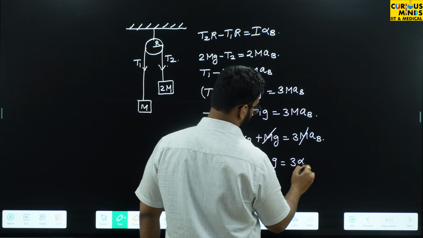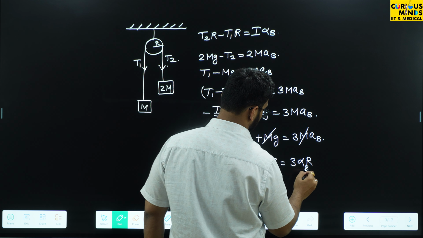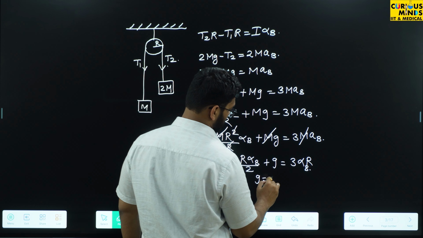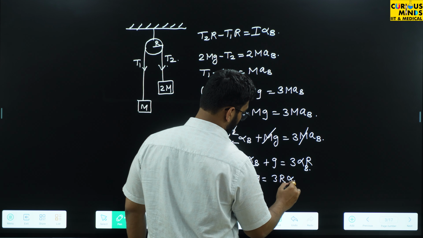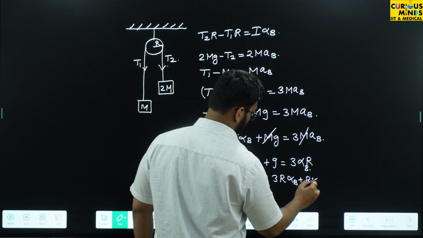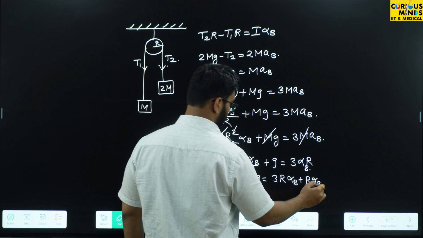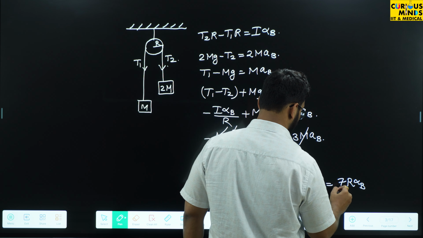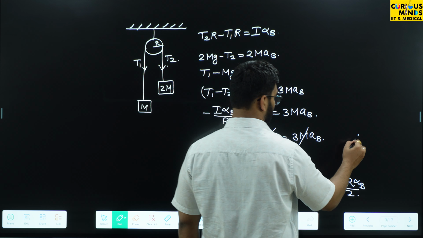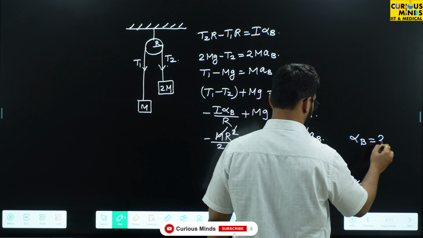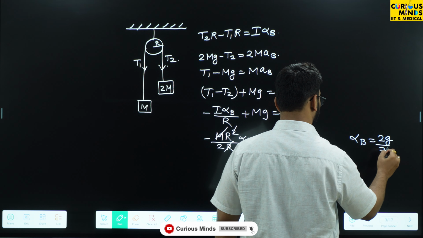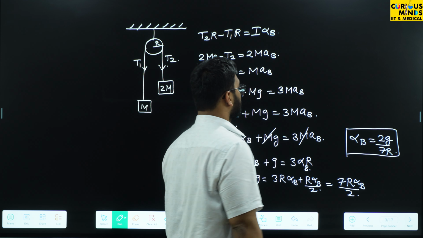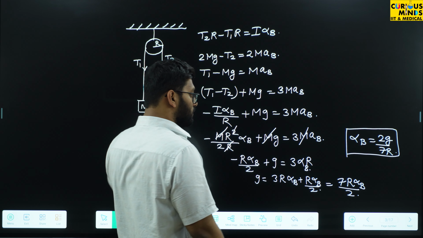equal to 3 times aB, which is also R alpha B. So g is equal to 3R alpha B plus R alpha B by 2. So this one will be 7R alpha B by 2. So alpha B is equal to 2g by 7R. Okay, alpha B is 2g by 7R.